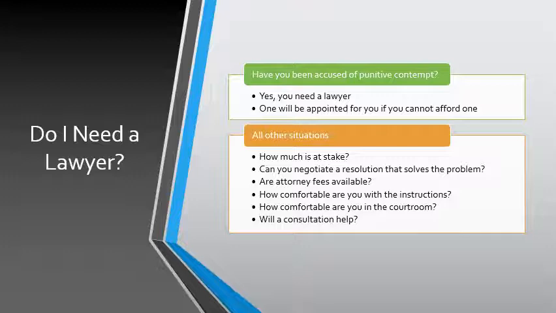In all other situations, you want to think globally about whether you need an attorney, whether it's cost effective to hire an attorney. So how much money is at stake? Are you going to pay more to an attorney to fight something than you are to get out of the process? Are you working well enough with the other person to negotiate a resolution that meets everybody's needs well enough? Are attorney's fees available? In most contempt remedies and in most enforcement remedies, attorney's fees may be available. And remember, in enforcement of parenting time orders, they're actually mandatory. So that may tip you one way or the other in terms of whether you're going to hire an attorney. How comfortable are you with the instructions that have been provided? How comfortable are you in the courtroom?